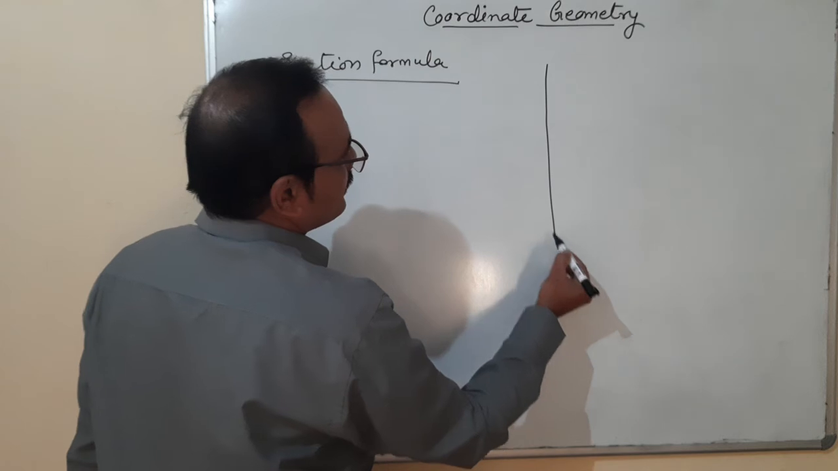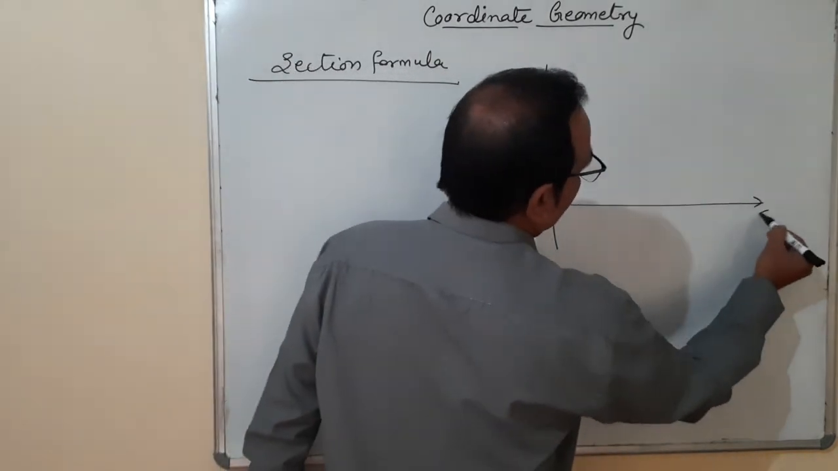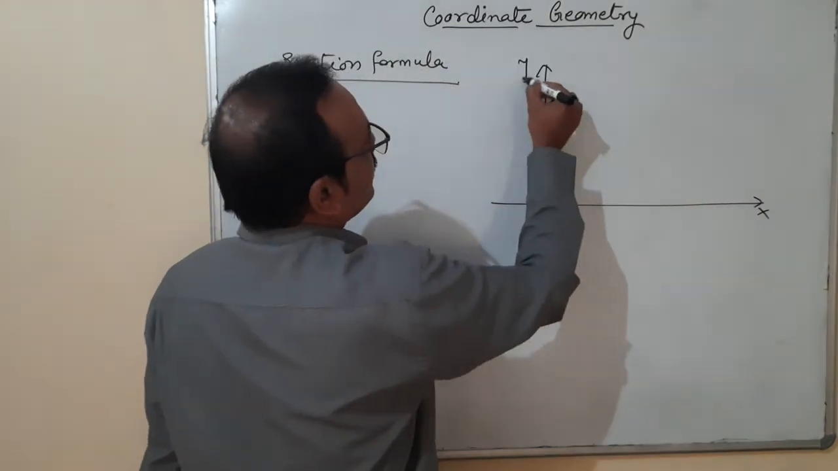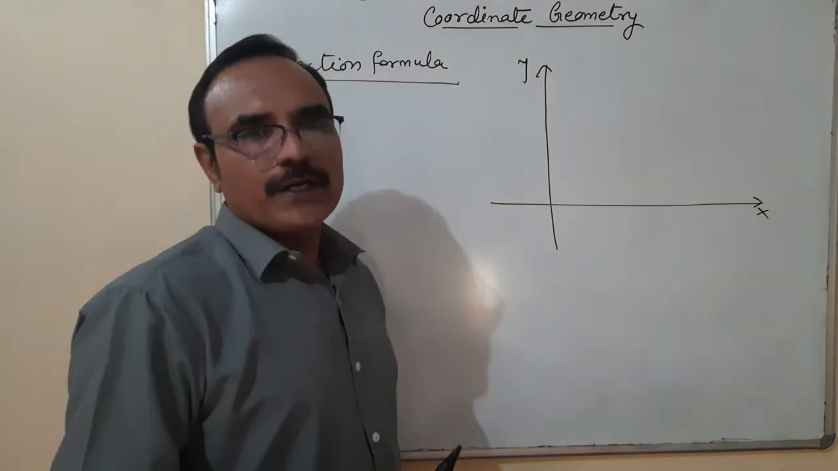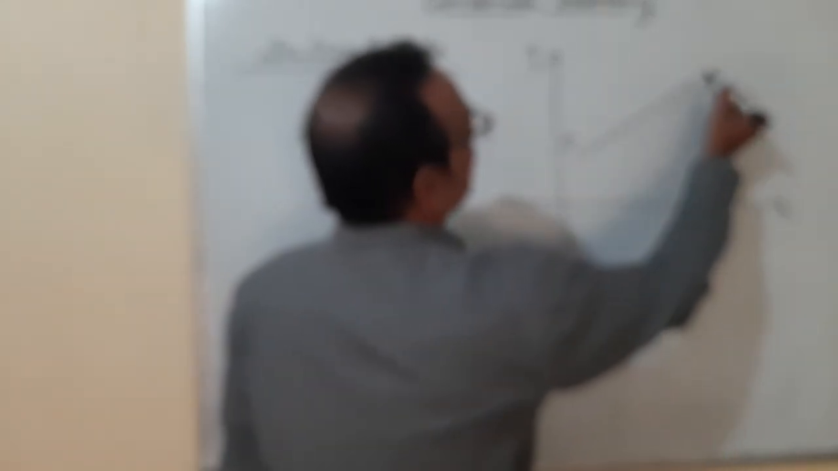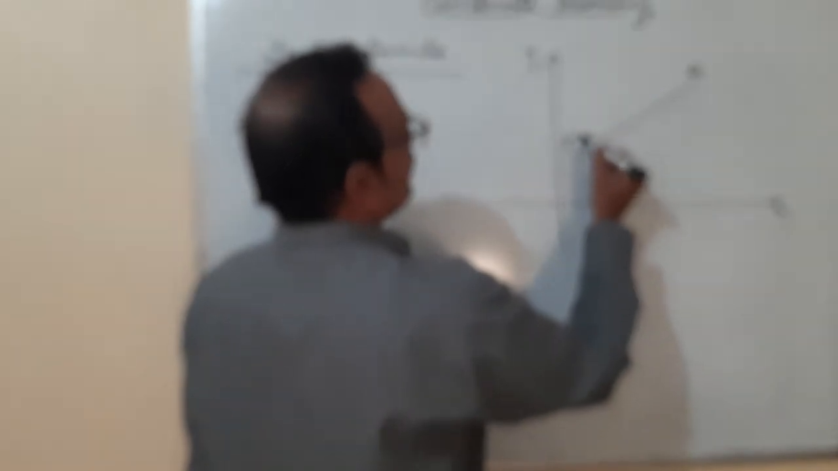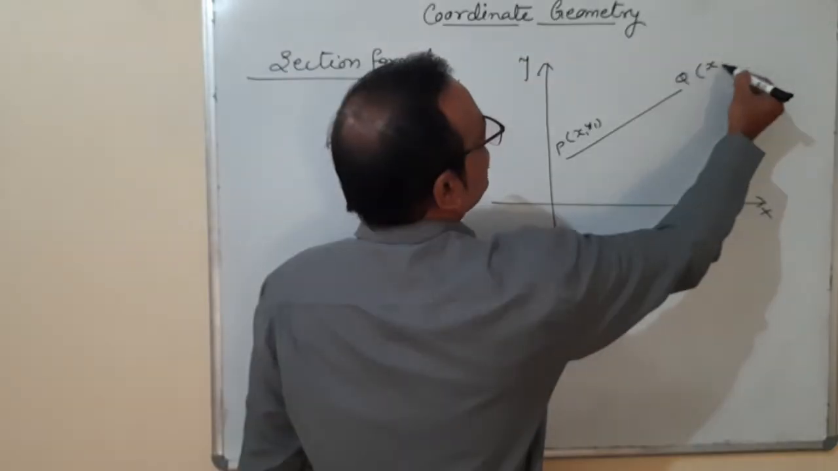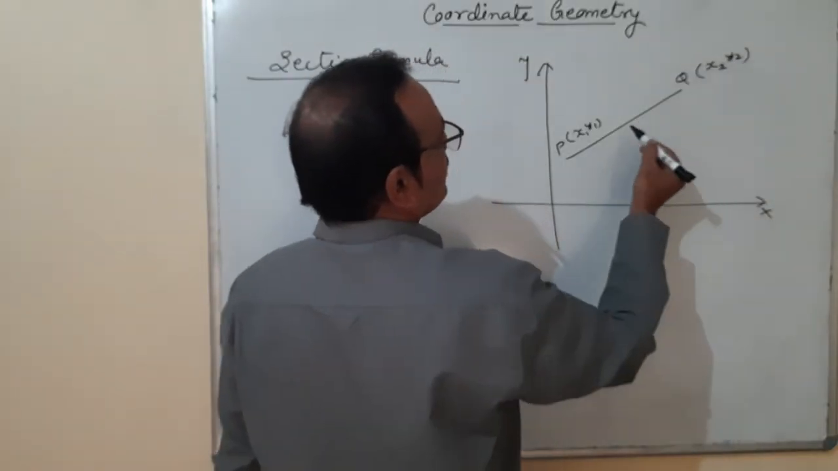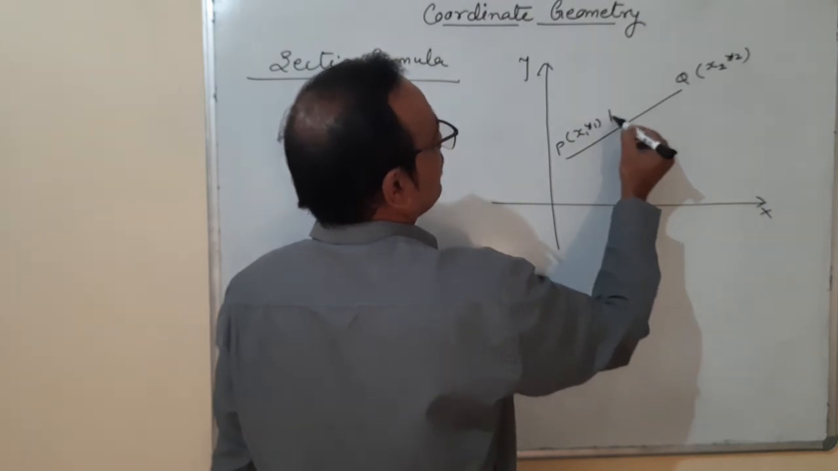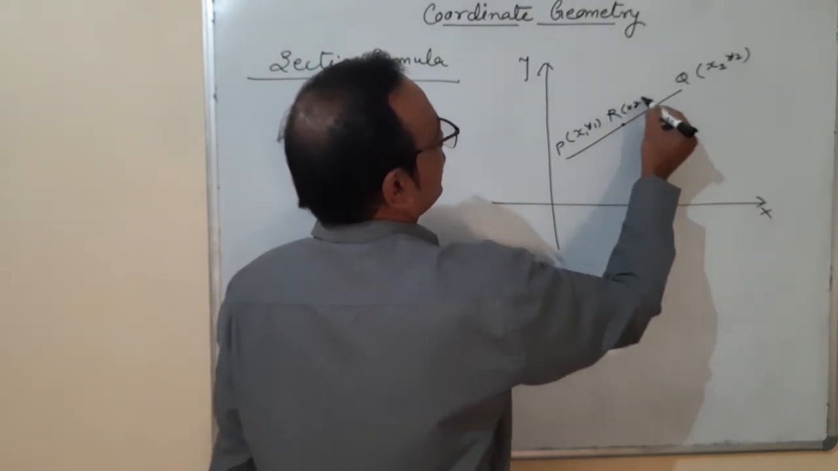On the Cartesian plane, x is the horizontal axis and y is the vertical axis. There are 2 points. Again, I am taking the same 2 points, P and Q. Let the coordinates of P be x1, y1, the coordinates of Q be x2, y2. And there's a point R with coordinates x, y.